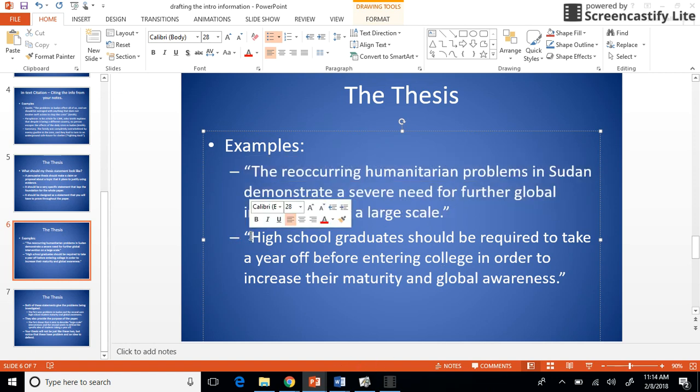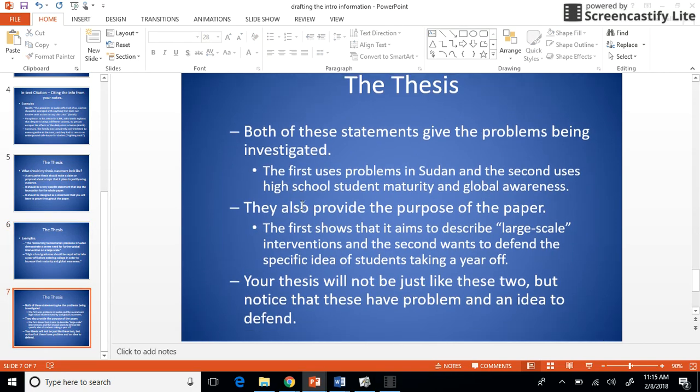Another example here, high school graduates should be required to take a year off before entering college in order to increase their maturity and global awareness. So again, this is just a very focused statement on what the author believes, and that would be you, and what needs to be done about it, or at least a little taste of what might need to be done about it. Your thesis statements will not look exactly like these because these are just made up topics that I came up with. But the point is, these are just good examples that you can use to inspire you to write your own good thesis statement.